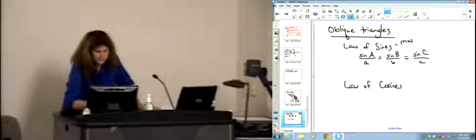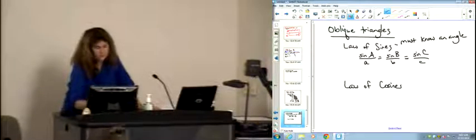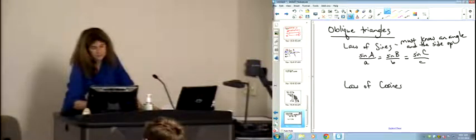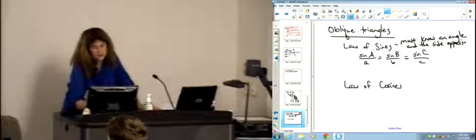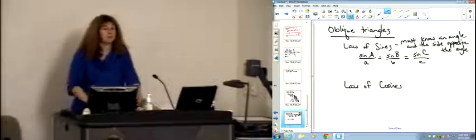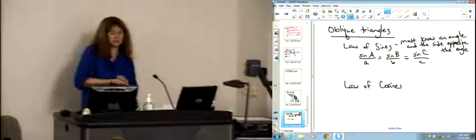So I'll put up here, you must know an angle and the side opposite that angle. You'll have to have one other piece of information too, either another angle or another side, but we have to have this going for us at least in order to set this up.